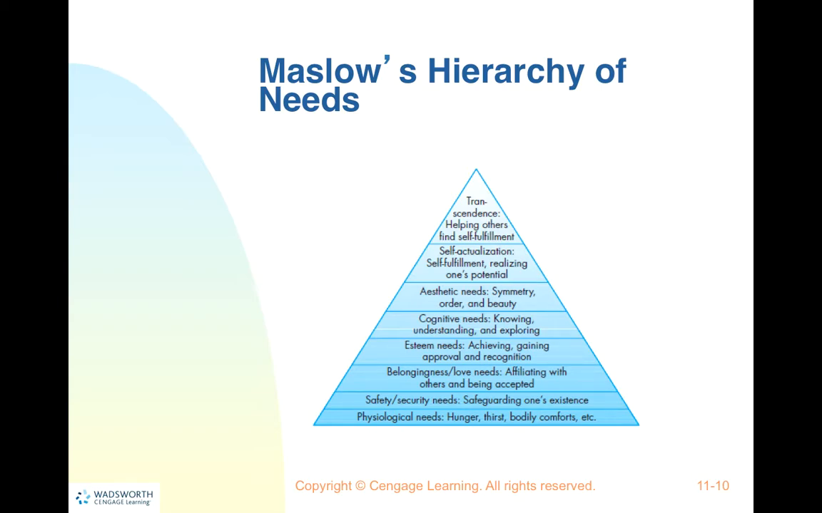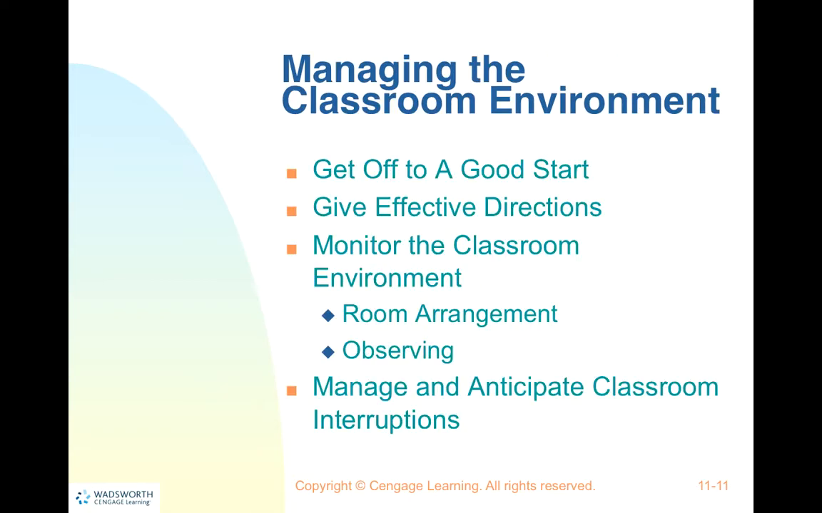Here's a detail of Maslow's hierarchy of needs, and as you can see down at the bottom, those basic needs of hunger, just some basic comfort, safety, belonging, all of that has to happen down at that real basic level before we can move up and understand how our students can appreciate aesthetic aspects of learning, how they can really cognitively explore different concepts. They're going to have to meet those basic needs.